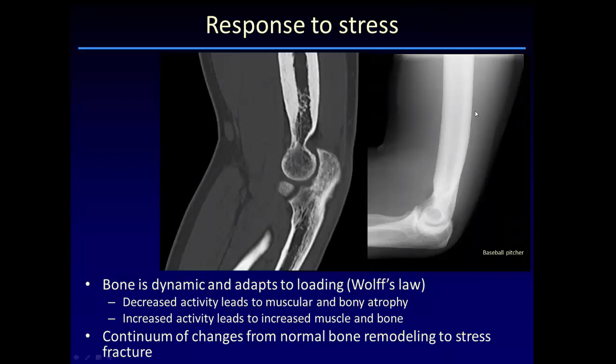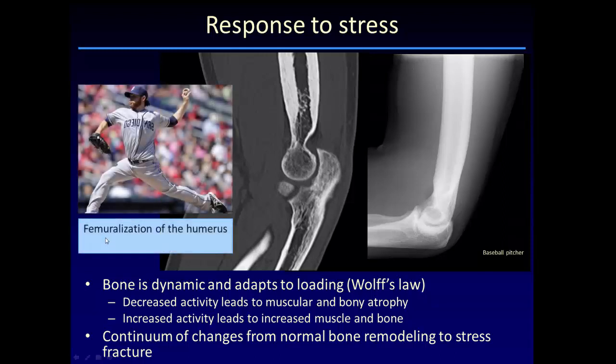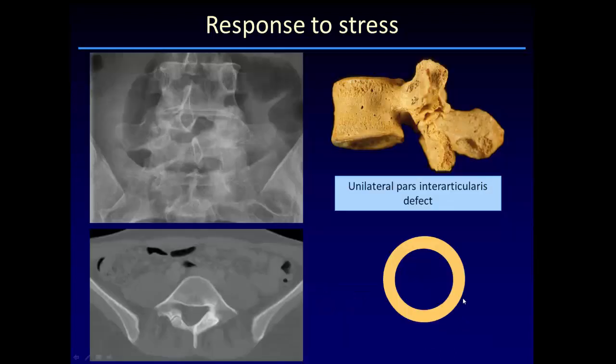When you have excess stress, as we have here in a baseball pitcher who is using their arm to throw balls at velocities that are far beyond normal capability, you can see the marked thickening of the humeral cortex that has taken place in this pitcher. This is actually referred to as femoralization because the cortex becomes as thick as it does in the femur. So we can think of Wolff's law as saying that bone is a dynamic tissue and it adapts to loading, thickening with excess activity and thinning in the presence of decreased activity.